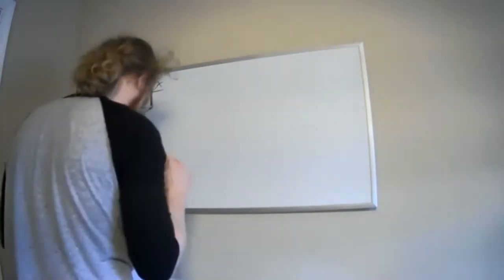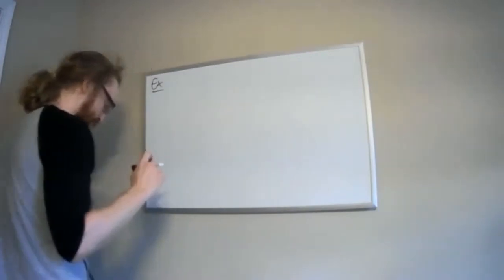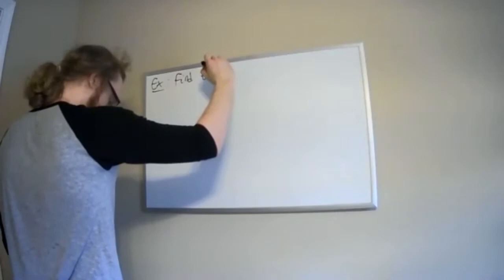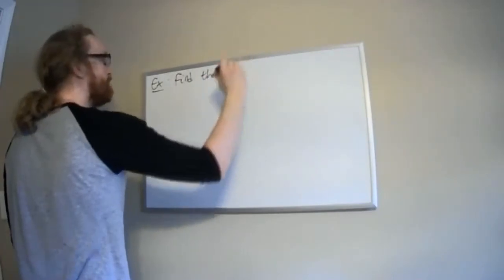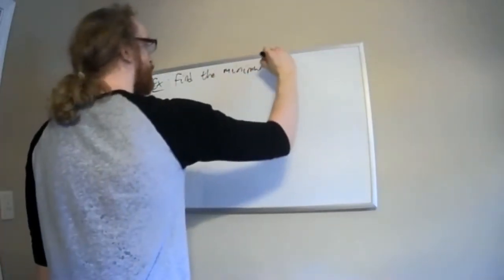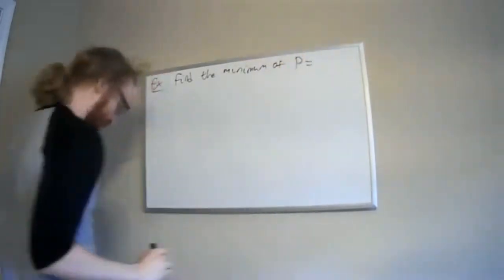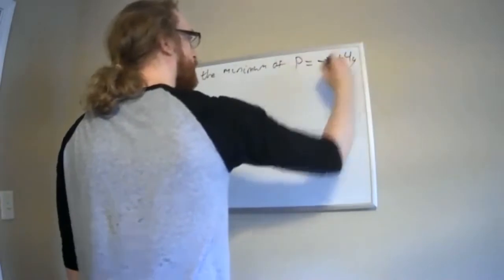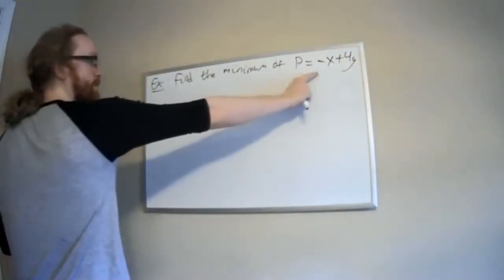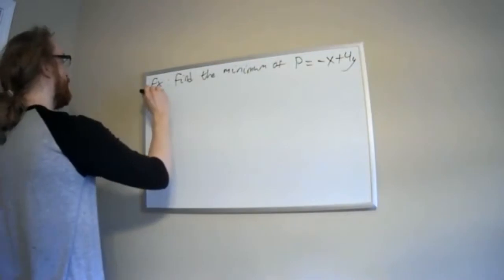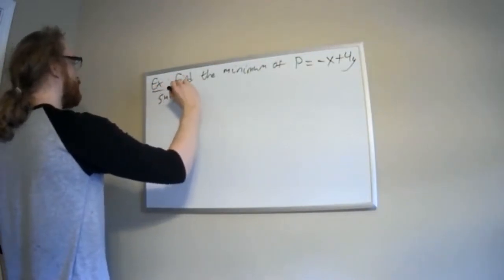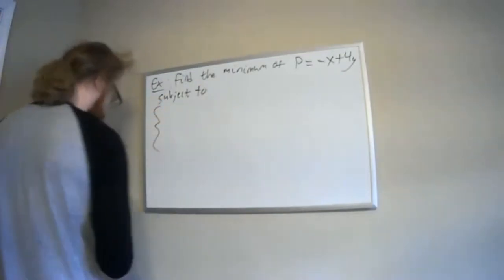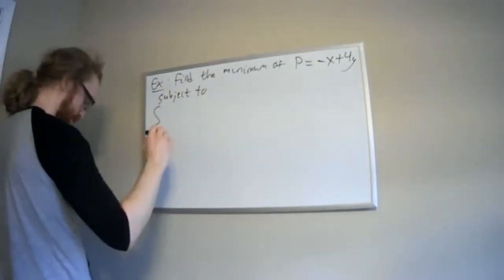I wrote this down, so I got something in particular. Let's find the max. I guess we're doing the min, aren't we? Let's do the min. The minimum of P equals negative x plus 4y. So our objective function is this. I'm just giving it to us. And this is subject to the following constraints. And again, it's a system of inequalities.